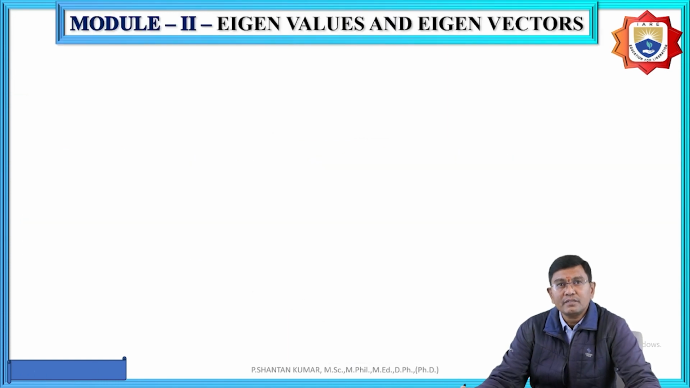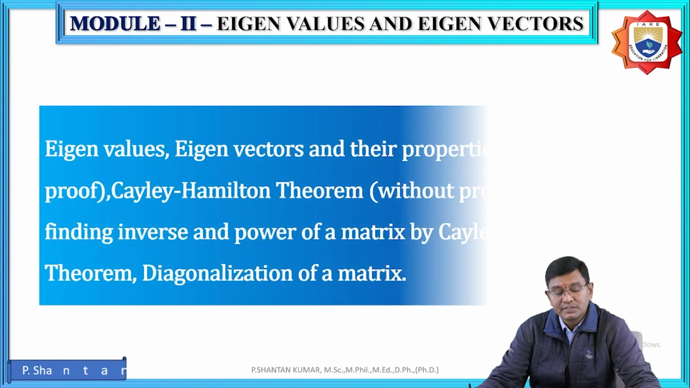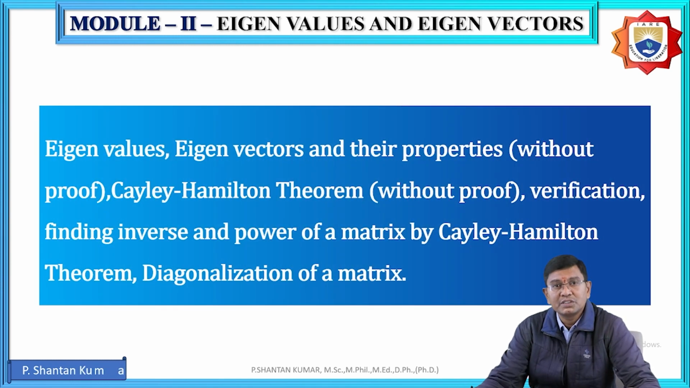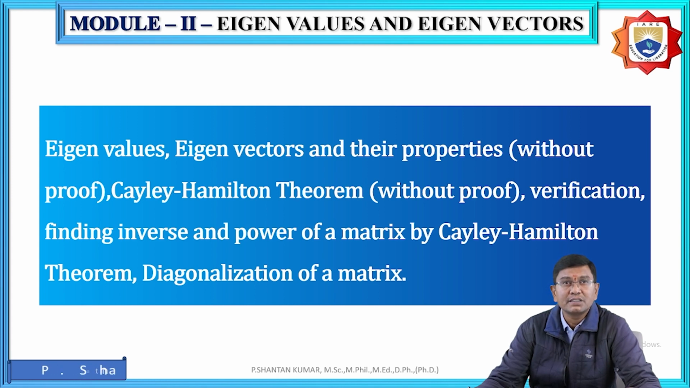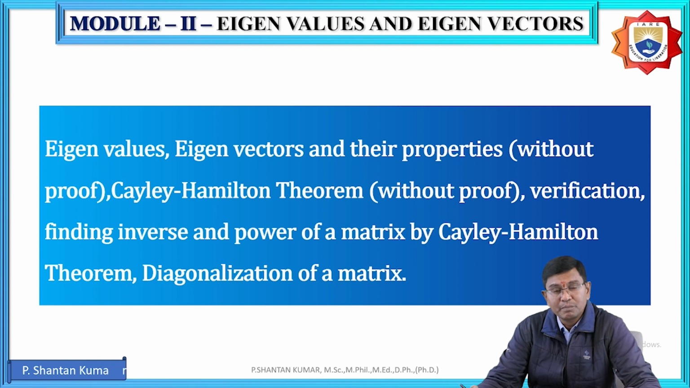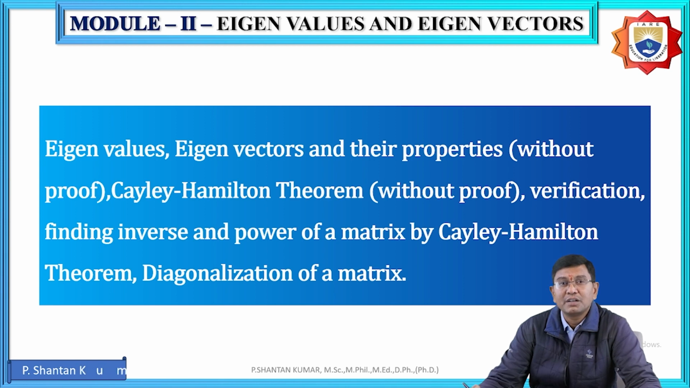First of all, what is the syllabus of module 2? It covers eigenvalues and eigenvectors and their properties without proofs, the Cayley-Hamilton theorem without proofs, verifications, and finding the inverse and powers of a matrix by the Cayley-Hamilton theorem, and the diagonalization of a matrix. These are the topics in module 2. We are going to discuss the definitions and terminology based on this.